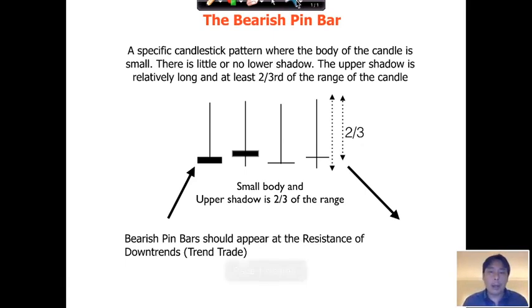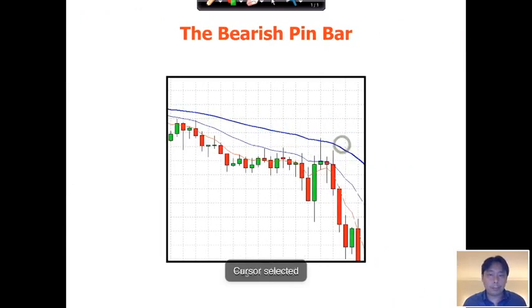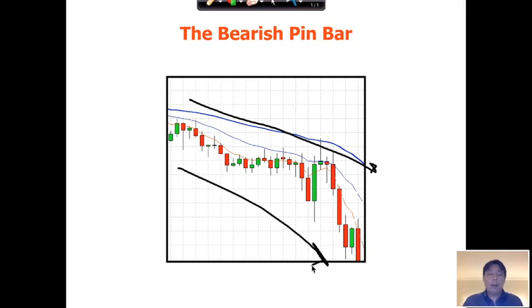So let's take a look at the chart. So you can see from the chart, this is a very clear downtrend. Clear downtrend. And again, I'll teach you how to use the moving averages to confirm the downtrend. Right? You see the moving averages sloping down, that's a downtrend. And can you spot the bearish pin bar?